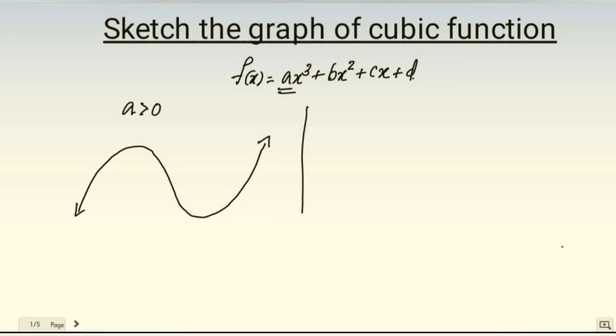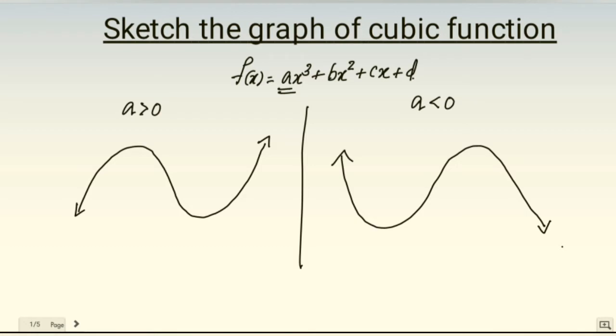Another shape is if a is negative, that is less than 0. The graph starts with concave up first, then concave down. You see that? This is how the graph looks. These are the general shapes of a cubic graph. There is a special case also, which we will discuss in one of the coming videos.